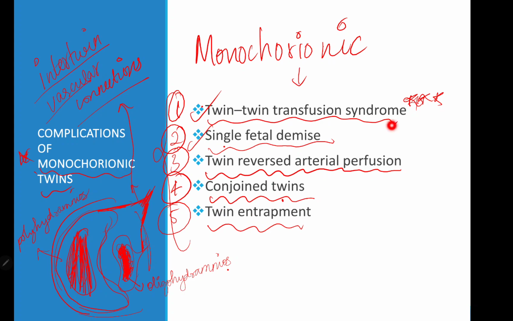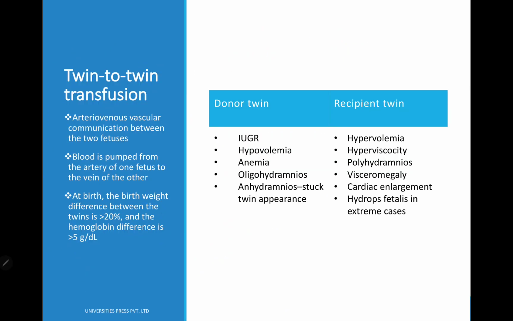So these are the monochorionic complications. You should always remember these 5 complications: twin to twin transfusion syndrome, single fetal demise, twin reversed arterial perfusion, conjoined twins, and twin entrapment. Now moving on in detail about twin to twin transfusion.